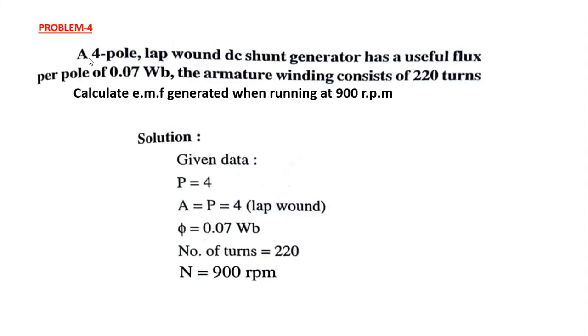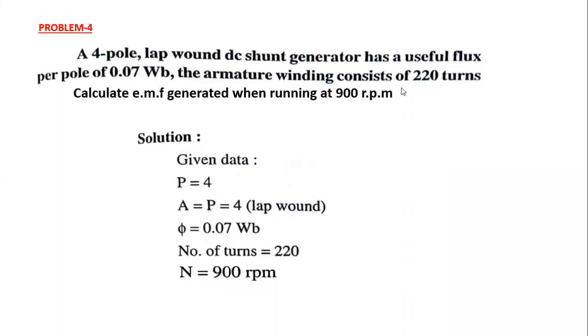The problem is: a 4-pole lap wound DC shunt generator. 4-pole means P is equal to 4. Lap wound means in lap winding A is equal to P. It has a useful flux per pole, that means phi, where phi is equal to 0.07 Webers.